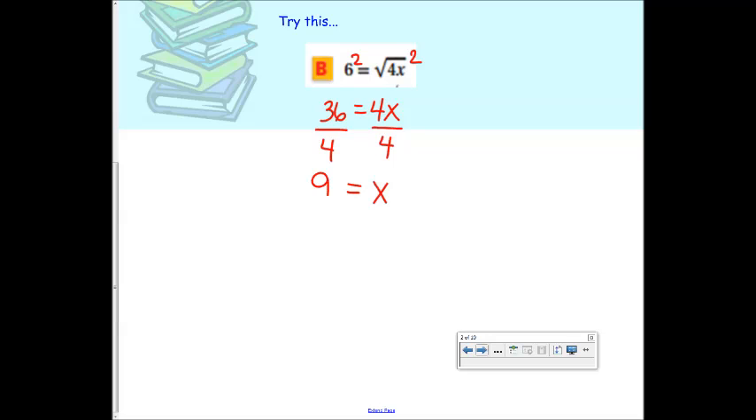Good. x equals 9. Okay, so solving radical equations is just like solving every algebraic equation we've been doing since August. It's just recognizing that to get rid of a radical, you have to square it. All right, so squaring it just makes that disappear.